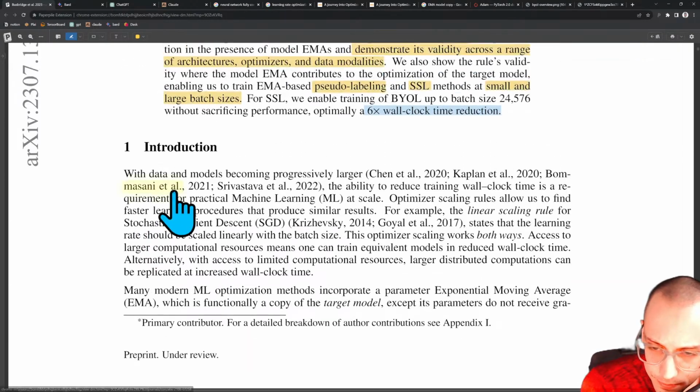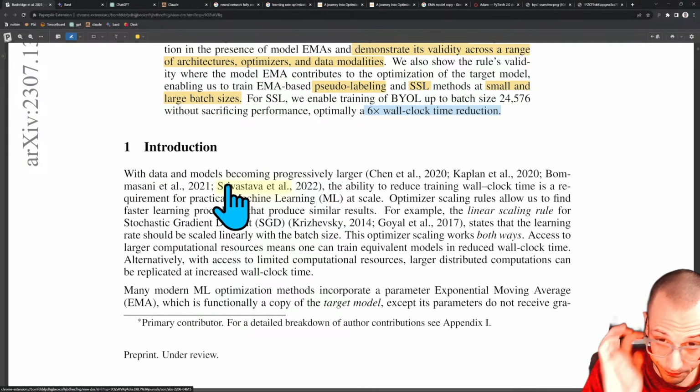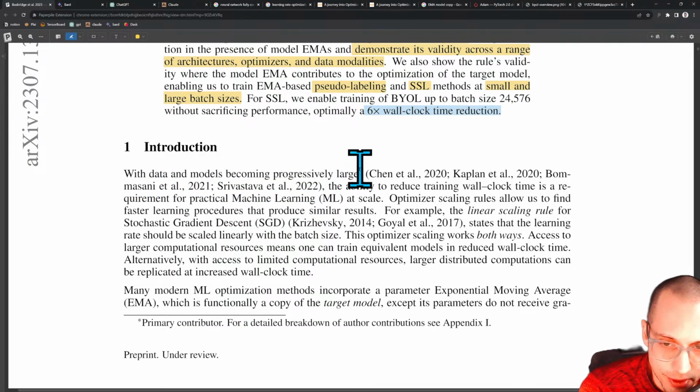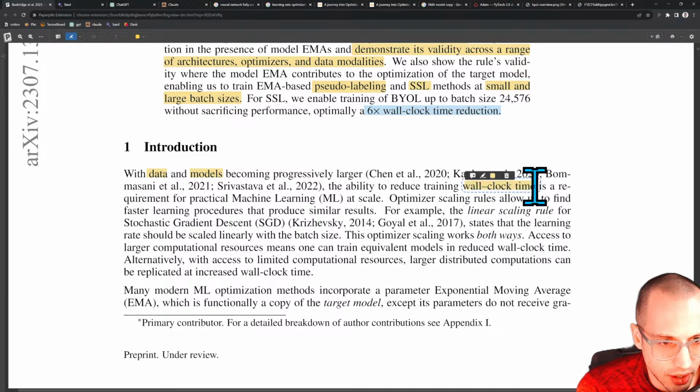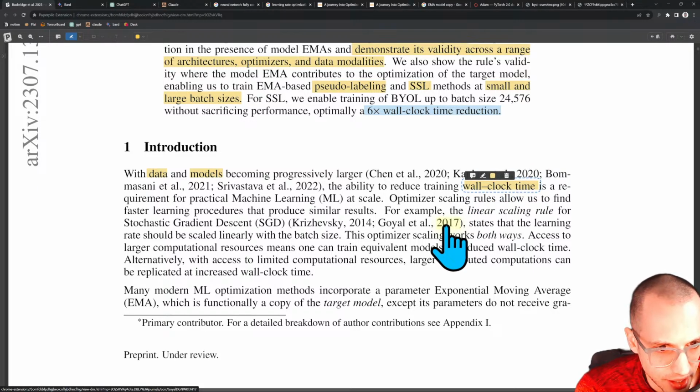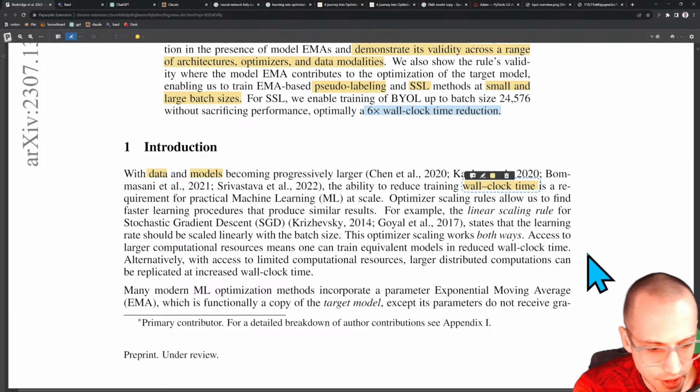All right, so here with the introduction. With data and models becoming progressively larger, so not only are the data sets becoming larger, but the models themselves are becoming larger, the ability to reduce training wall clock time, which just means the total amount of real world time that has occurred, not simulated time, not training iterations, not batches, not epochs.